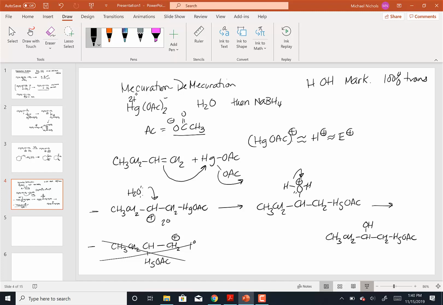And so what I did was I added the mercury to the carbon with the most hydrogens, and I ended up with the OH added to the carbon with the least hydrogens. That's step 1.